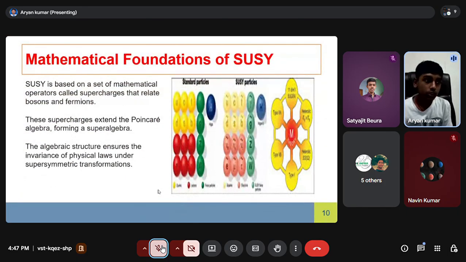Okay, so the mathematical foundation of supersymmetry. It is based on a set of mathematical operators called supercharges that relate bosons and fermions. These supercharges extend the Poincare algebra, forming a superalgebra. This algebraic structure ensures the invariance of physical laws under supersymmetric transformations. It also has a mathematical operator which changes fermions into bosons.